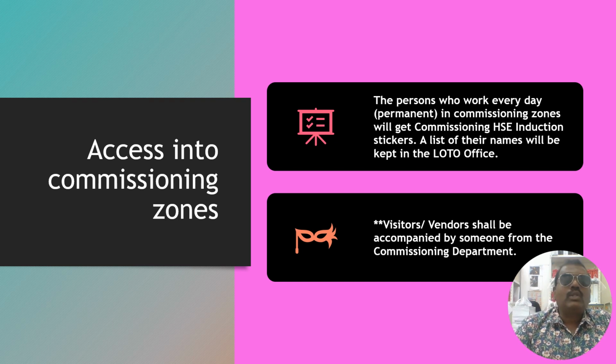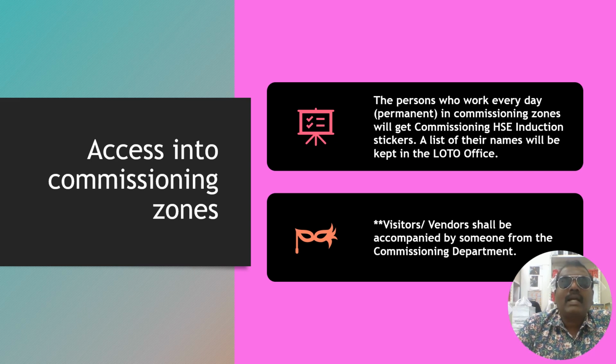So, access into the commissioning zone. The persons who work every day permanently in the commissioning zone will get a commissioning induction sticker, as I said, in that blue color. That means once someone receives that blue sticker, he can go to work inside the commissioning zone with the support of the permit work system. A list of the names of those who have attended will be kept in the LOTO office.